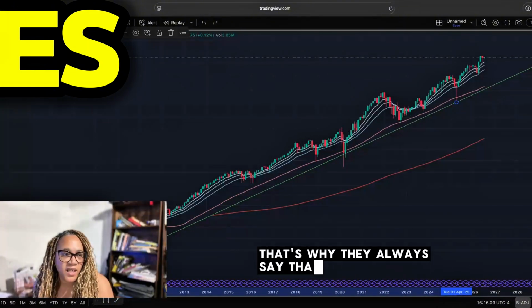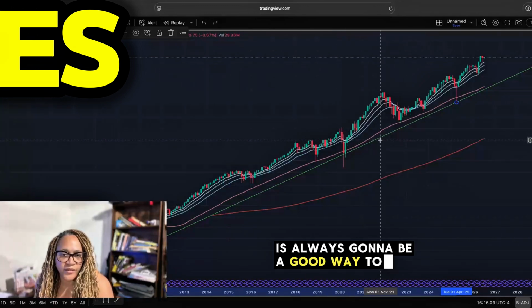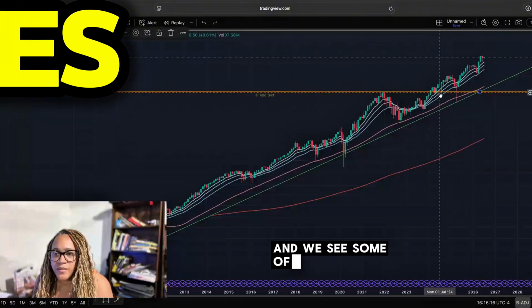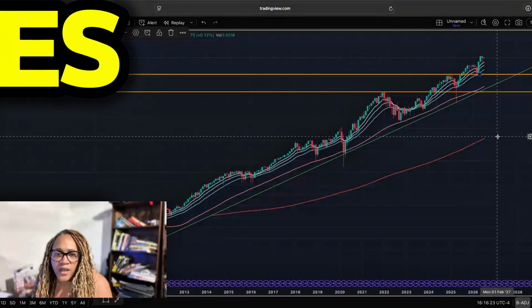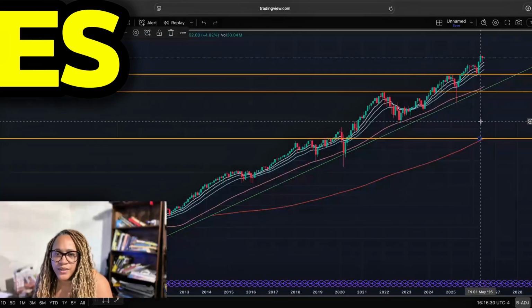That's why they always say that the SPY or the SPX is always going to be a good way to do investments. All right, so we can do a support right here because we hit resistance here and we see some of the areas are bumping around here. We have something around here too at the 6,500 area. Again, I like to do this because this provides major support for us to be paying attention to.